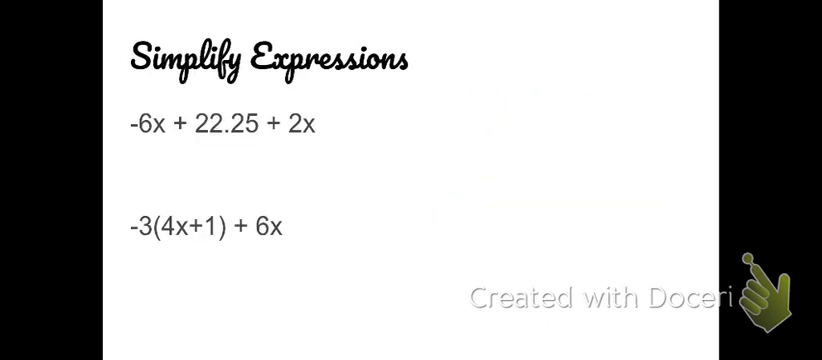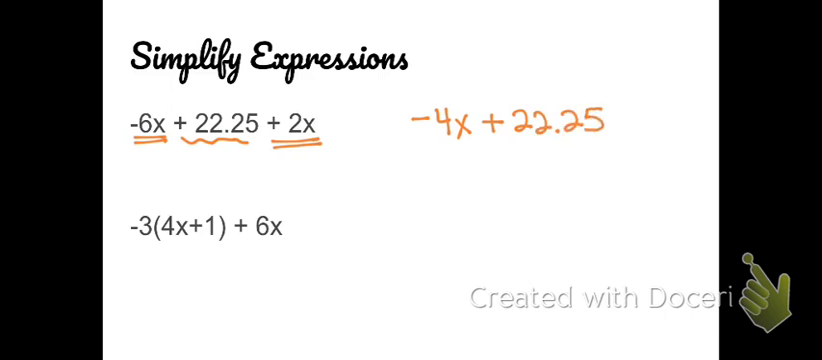So simplifying expressions like these, even if you have decimals or fractions, you're just identifying terms that have the same variable and exponent or are just constants that you can combine. So this would be negative 4x. And then there's nothing to combine with this. So it'd just be plus 22.25.